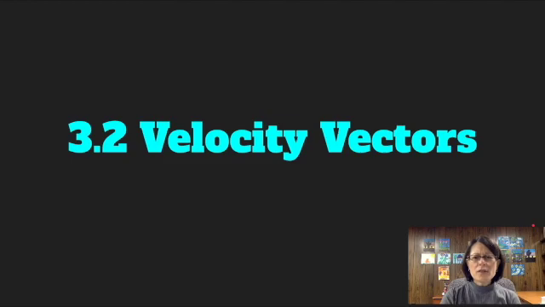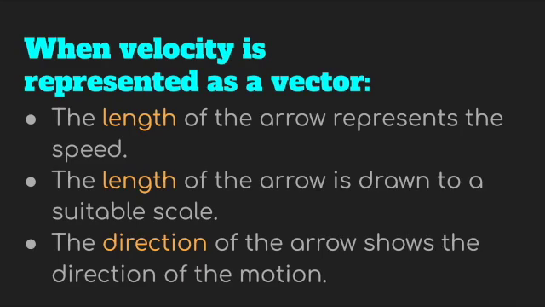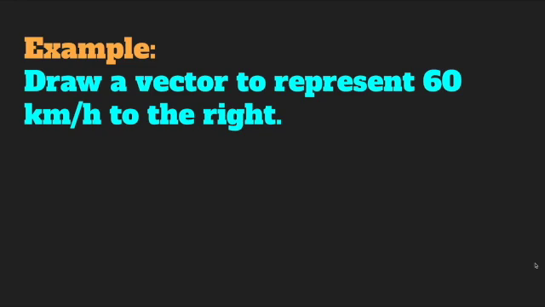So the first thing we're going to take a look at in section 3.2 are velocity vectors. When velocity is represented as a vector, the length of the arrow represents the speed, the length of the arrow is drawn to a suitable scale, and the direction of the arrow shows the direction of the motion. So I'm going to show you an example. An example is draw a vector to represent 60 kilometers per hour to the right.